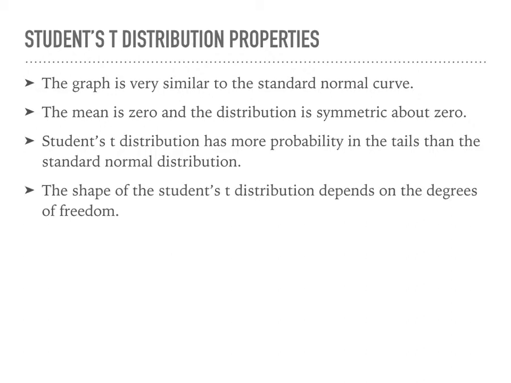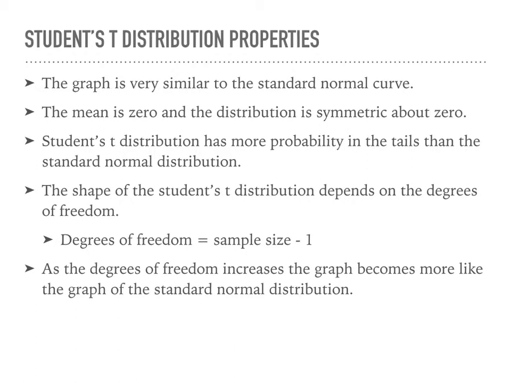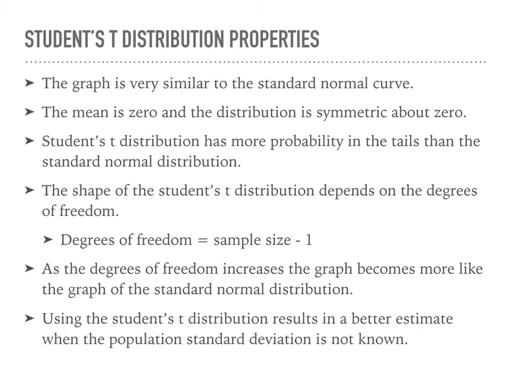The shape of the student's t distribution depends on the degrees of freedom. So degrees of freedom will be equal to the sample size minus 1. Now, as the degrees of freedom increases, the graph becomes more and more like the graph of the standard normal distribution. Using the student's t distribution results in a better estimate when the population standard deviation is not known.